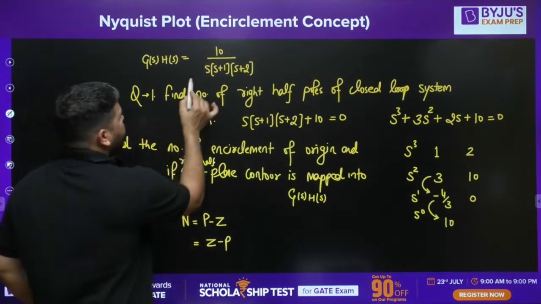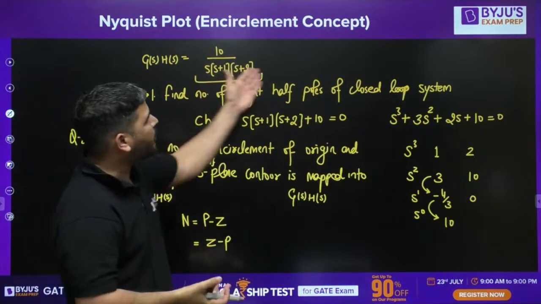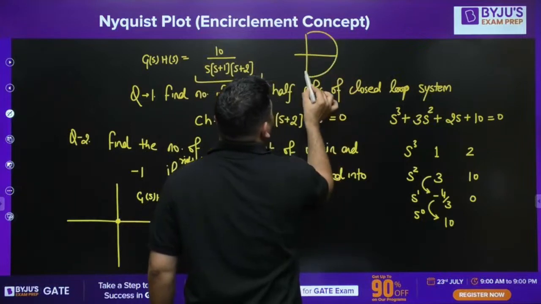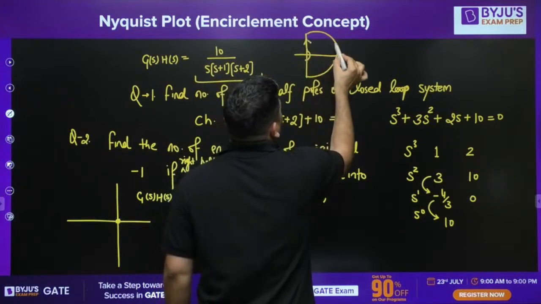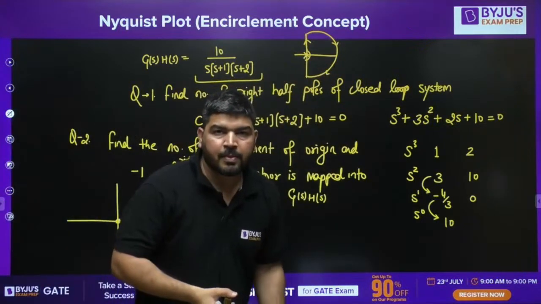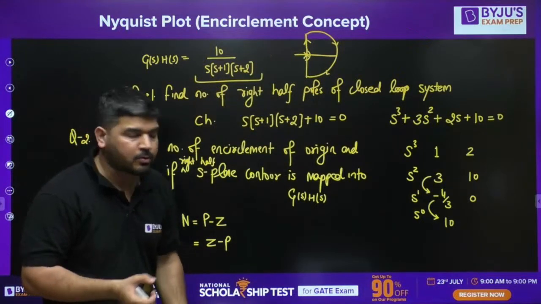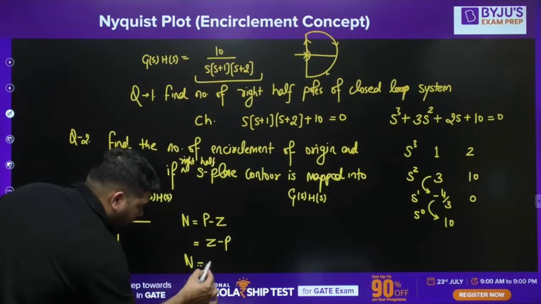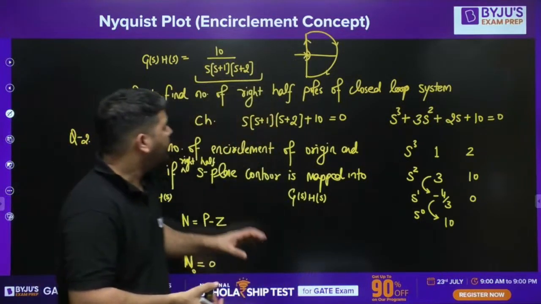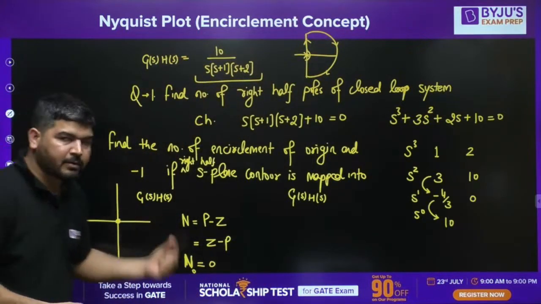Now you can directly see the poles and zeros of GSHS in the right half of the S-plane. You can see there is no pole in the right half of the S-plane. By default, I am taking this as the S-plane contour. This pole is excluded. So there is no pole inside this right half S-plane contour and there are no zeros inside it. So the number of encirclements of origin is 0. So you can directly find the number of encirclements of origin if you are mapping this S-plane contour into GSHS.